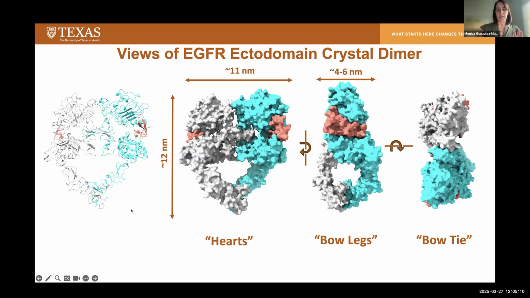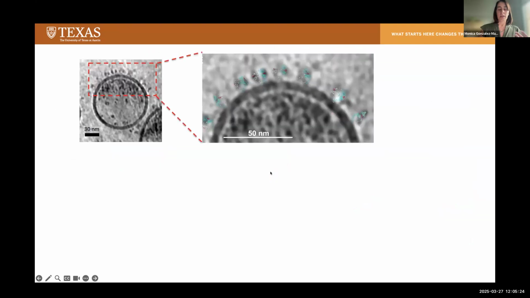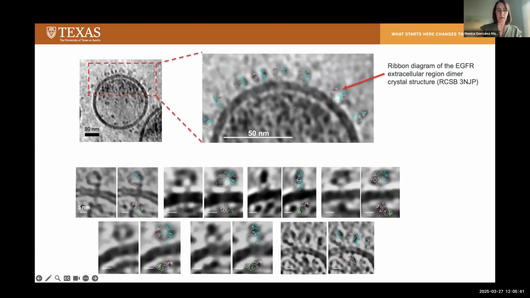To have an idea, this is the crystal structure of the ectodomain, and this typical heart shape is what we would expect when the dimer is present. In red, we can see the ligand, and this is around the size we were expecting. In our tomograms, we were able to superimpose the image of the crystal structure, and we clearly could see all the different ectodomains. On the inside, there's like this mud pie. And very interestingly, when we were able to see isolated dimers, we could even see the kinase domain.